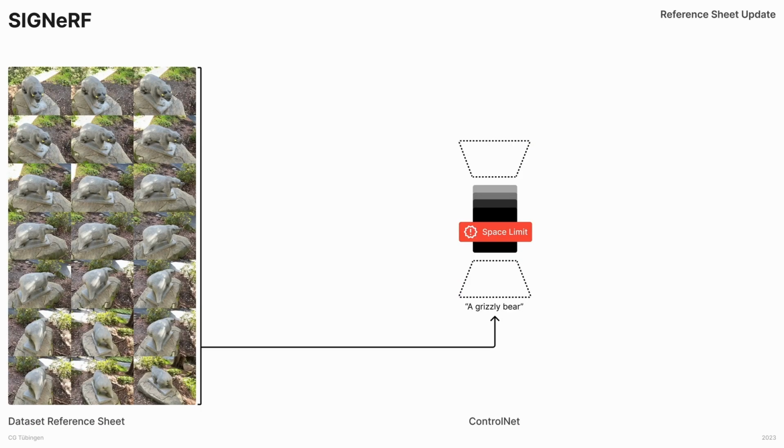But the question remains, how can we convert an entire NeRF dataset into an edited version? We can't simply make a huge reference sheet and run it through ControlNet, as we have space limitations. Therefore, we propose our second core technique called reference sheet update.